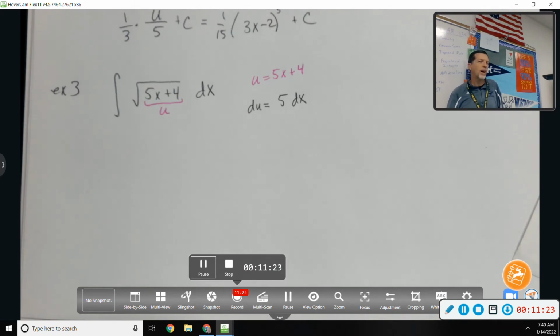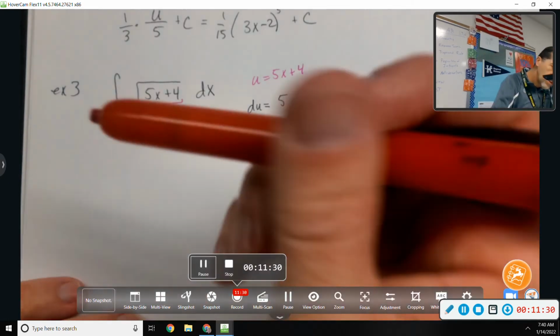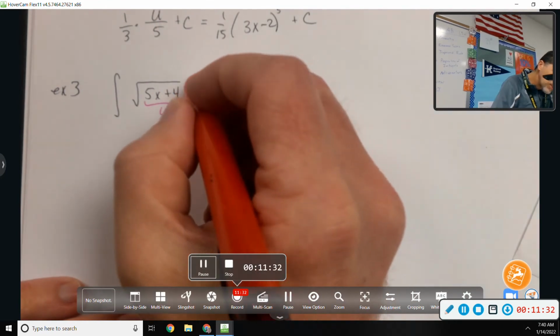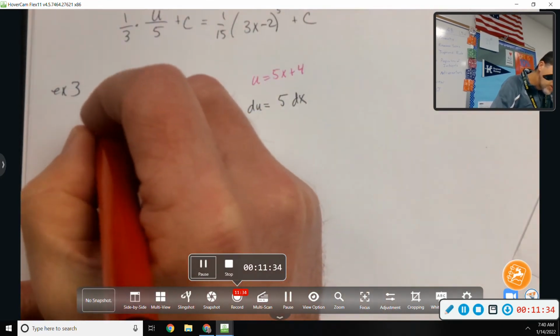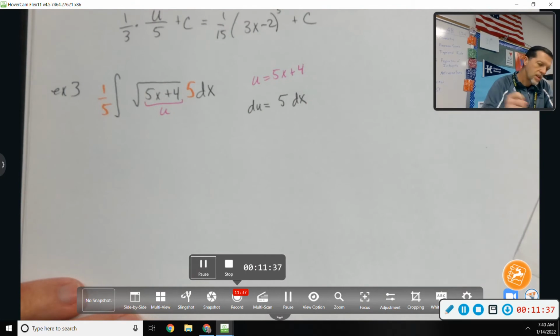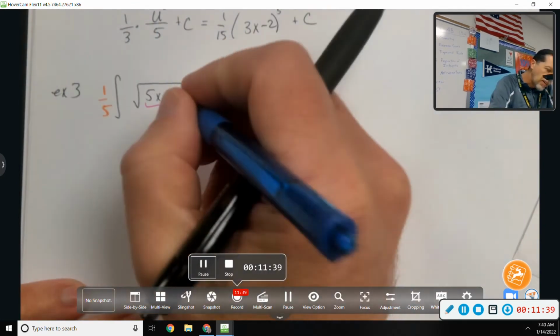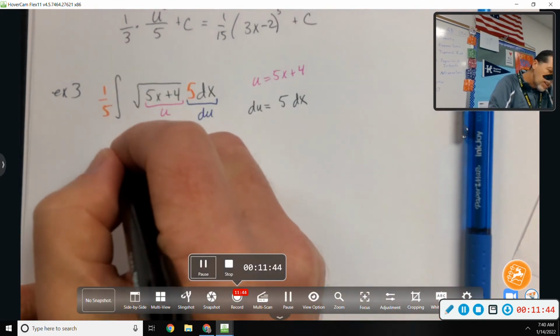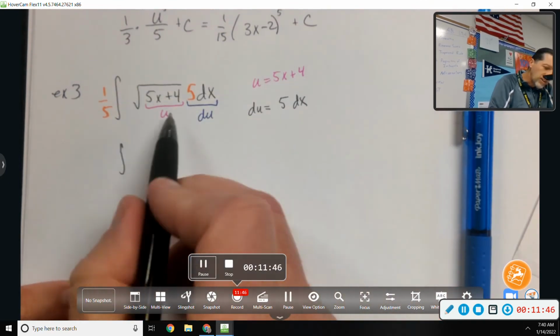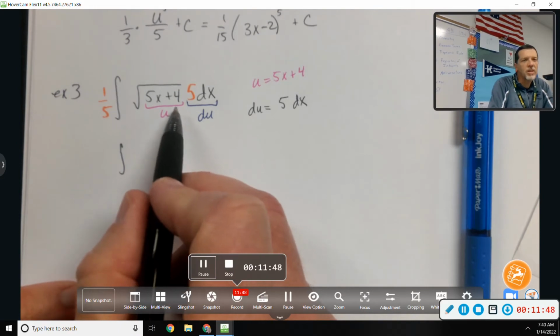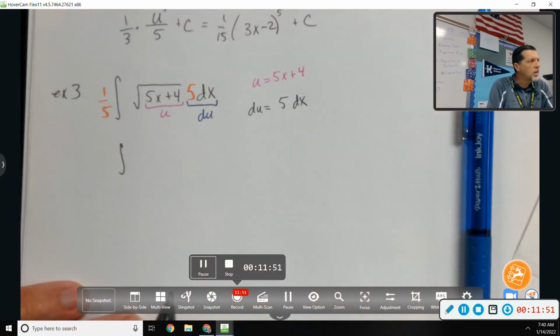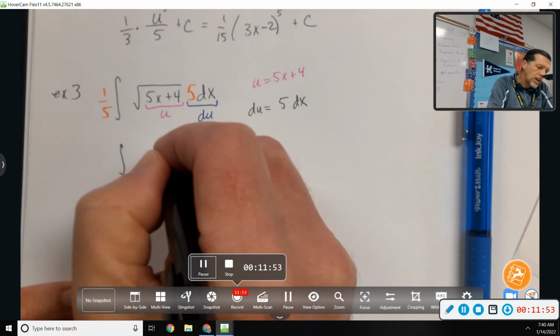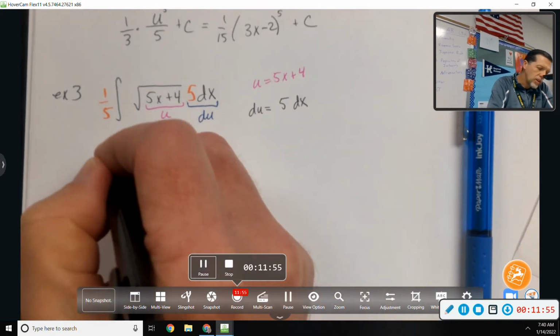So I don't have 5 dx, but I can force the 5 dx in there because it's just a number. So 5 and 1/5. And so now I have du in there. So the integral of, I need to rewrite this. How could I rewrite square root? u to the 1/2 du, and don't forget the 1/5 out front.